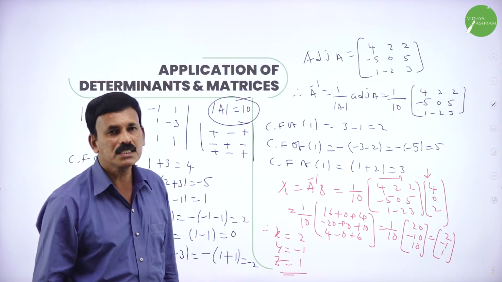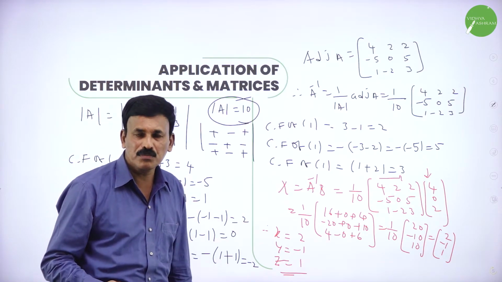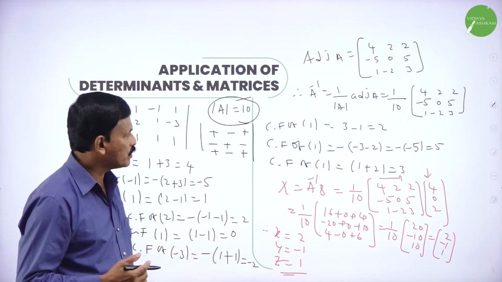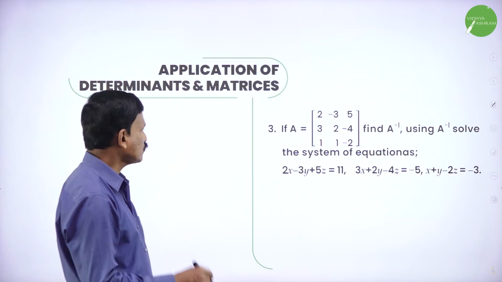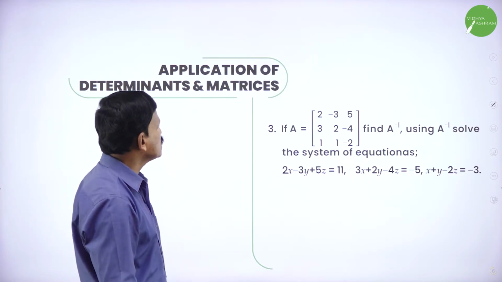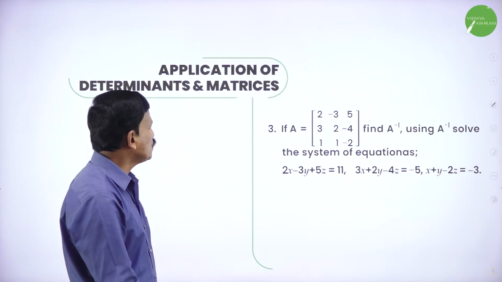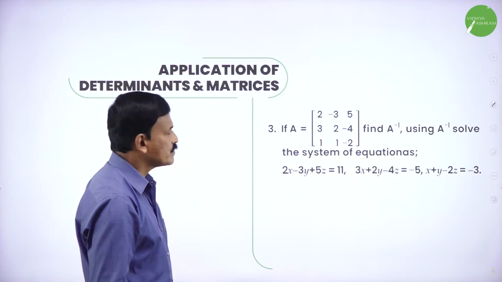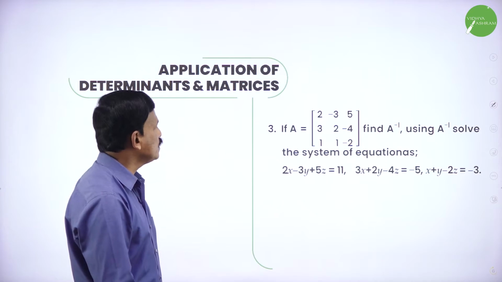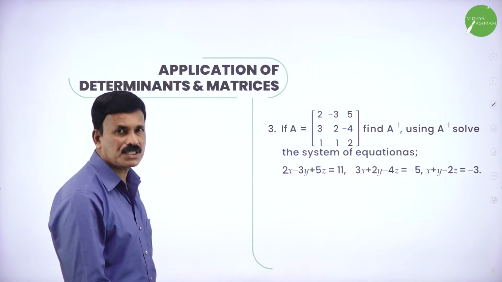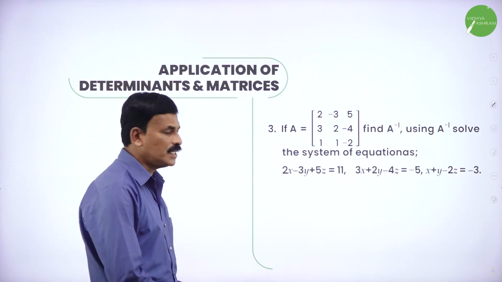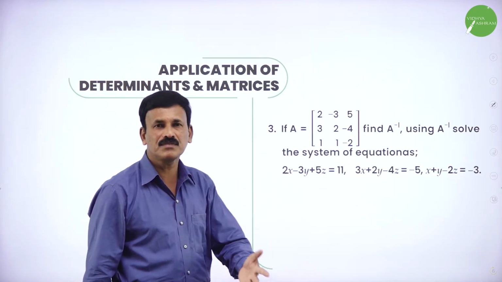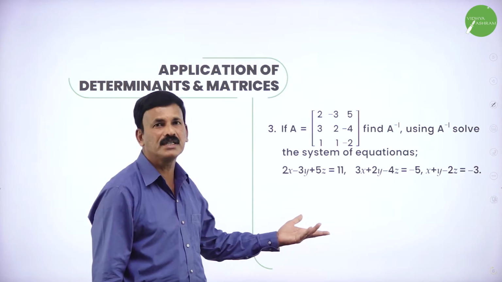Okay. Now let us come to the same type of problem, which may be asked like this. Now, if A is equal to 2 minus 3 5, 3 2 minus 4, 1 1 minus 2, find A inverse. First find A inverse. Using A inverse, solve the system of equations. Now, if you observe carefully, A itself is nothing but the coefficients of x, y, z. Instead of writing coefficients, they have already given them.